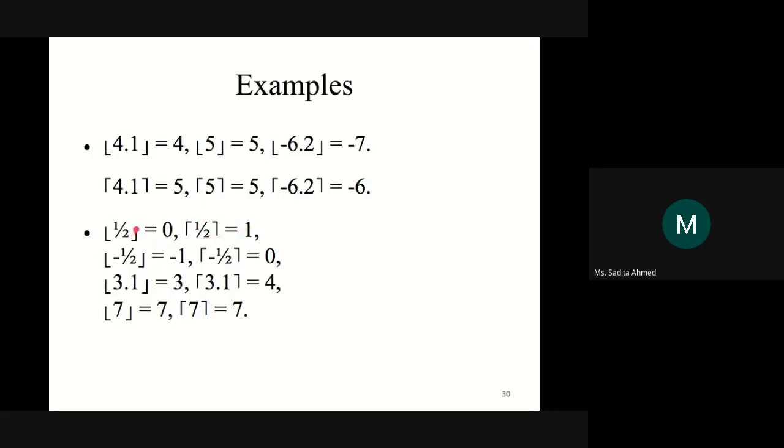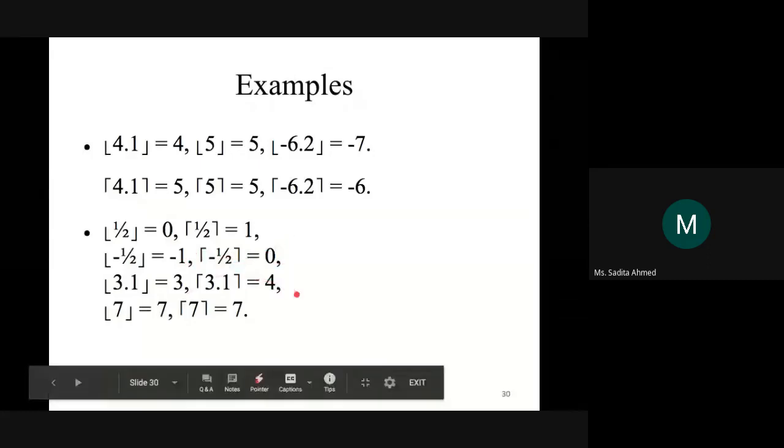So remember, for floor, we go down. We had 0.5 here. For floor, we went down to 0. For ceiling, we went up. We had 0.5 here. We went up to 1. Here again, minus 0.5. We go down. So minus 1. Minus 0.5. For ceiling, we go up. So 0. Okay. And similarly, just others.